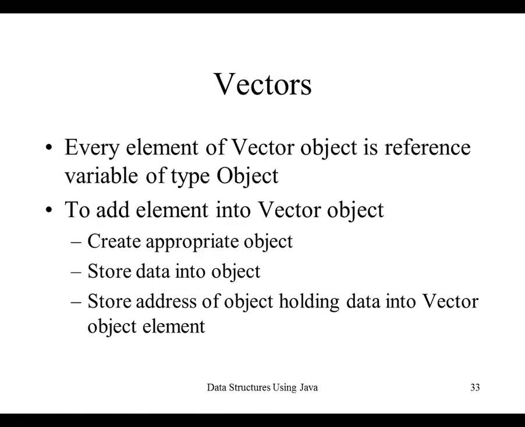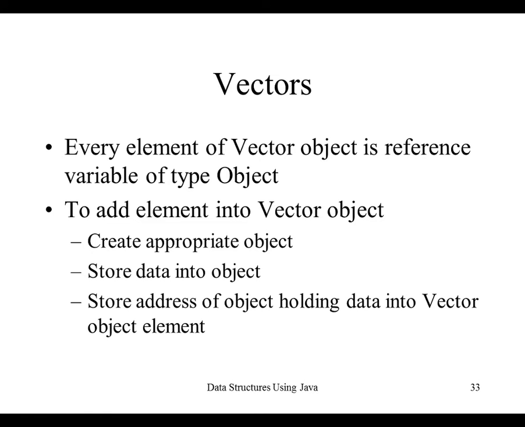Because every component of a Vector object is a reference, to add an element into a Vector object, you first must create the appropriate object and store the data into that object. You can then store the address of the object holding the data into a Vector object element. Because every string in Java is considered a String object, we illustrate some of the operations in the Vector object using string data.